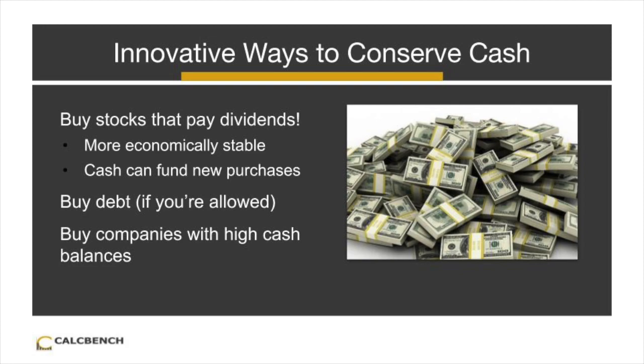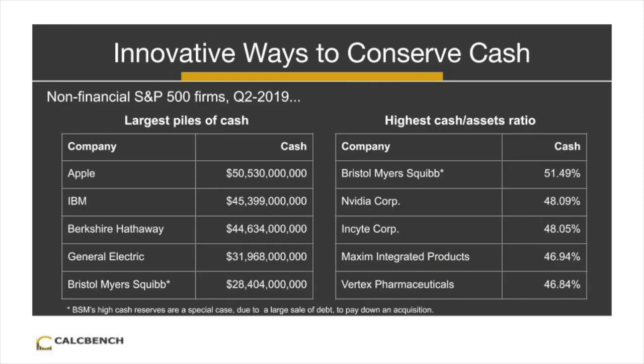So the next one, and this one is a little bit indirect, and Matt, I know you have a slide on this, is to purchase shares of companies that have high cash balances themselves. Yeah, perfect. Here's a perfect example of how Calcbench can help with this point I'm about to make. You can indirectly buy cash balances of businesses by buying companies that carry a high amount of cash. Right here, on the left-hand side, you can see the companies that have the largest piles of cash. And on the right-hand side, highest cash to assets ratio.